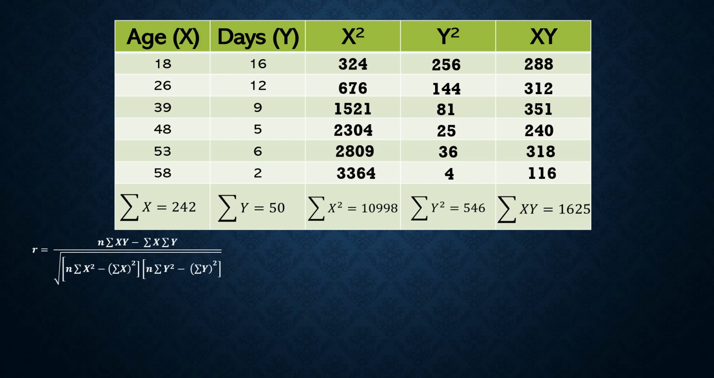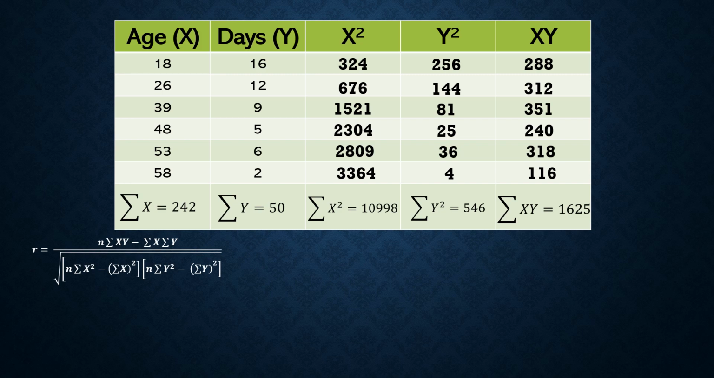So we have this formula, r is equal to n summation of xy minus summation of x times summation of y, all over the square root of the quantity n summation of x squared minus the quantity summation of x squared, times n summation of y squared minus the quantity of summation of y squared. Let us now start with the substitution process.